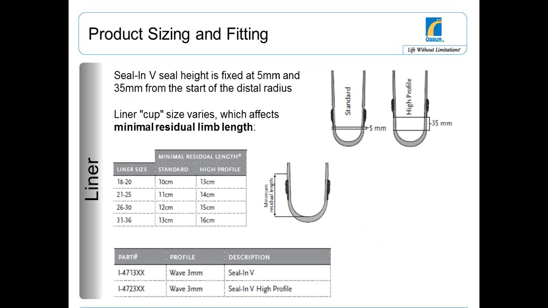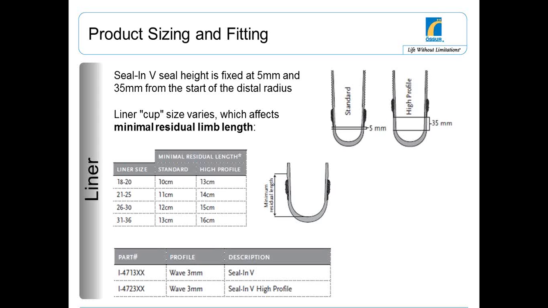So, seal height. The Seal-In V seal for the standard starts 5 millimeters above where the cup basically starts, at the distal radius of the liner. The high profile starts 35 millimeters proximal to that radius. The liner cup size varies, which affects the minimum residual limb length. That's why we have the little chart there for you to reference: as you move from smaller sizes to larger sizes, you're going to see different minimum residual limb lengths listed on the right-hand side. So be careful to have a look at that chart.